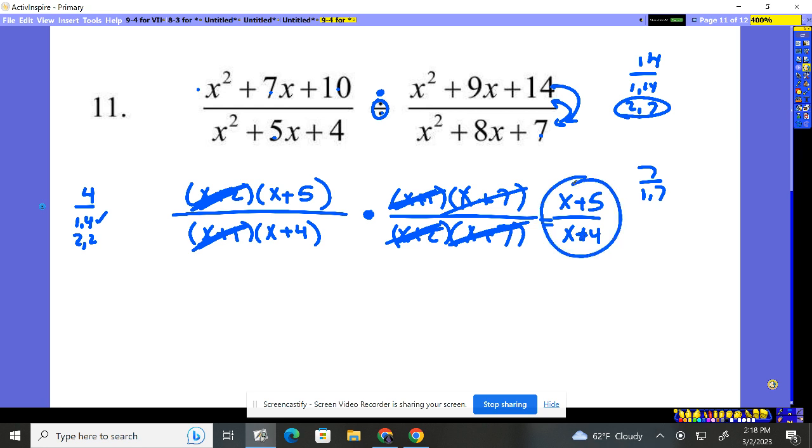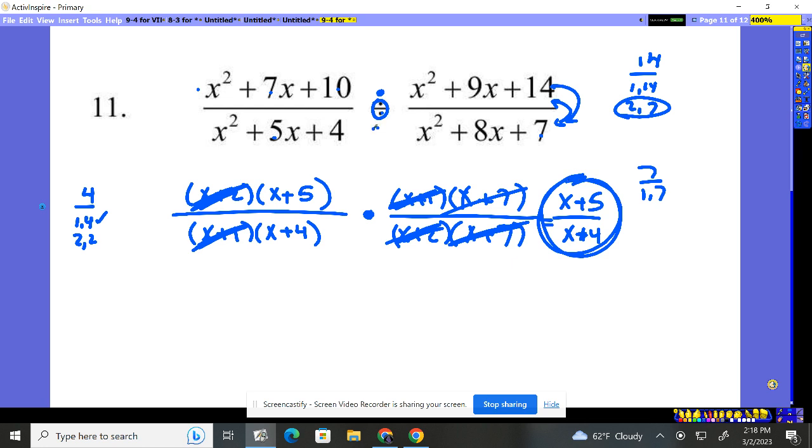If you plug in, let's say 8, or let's say 10, make life easy. If I plugged in 10, it'll just give you 10 plus 5, 15 over 10 plus 4, 14. 15 fourteenths will be the answer. Way easier to plug in here than up here.